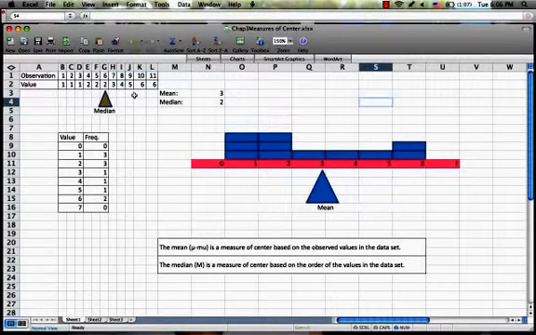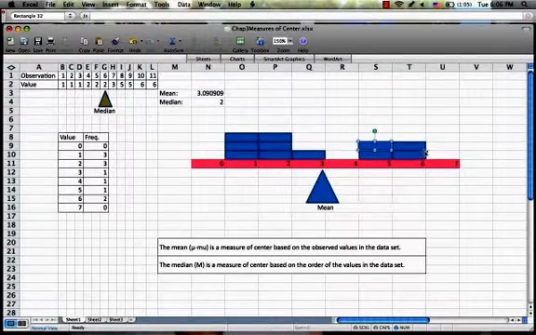So if I were to change these values, let's say I'm going to change this 4 and make it a 5. Notice that the mean will increase slightly, but the median doesn't change. If I take this 4 and stack it now on the 5s, the balance is going to be slightly tipped, so I need to adjust the fulcrum so that it catches a little bit better, something at 3.09.